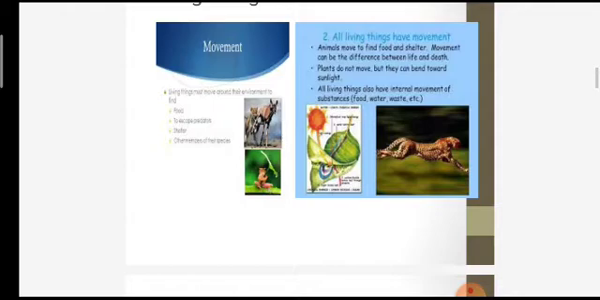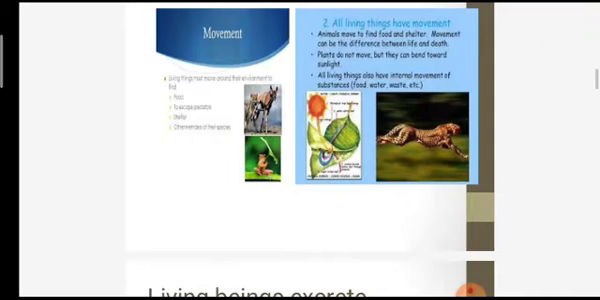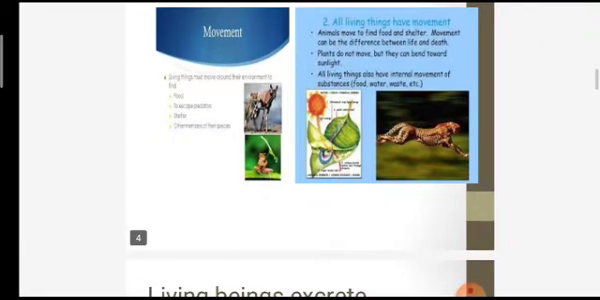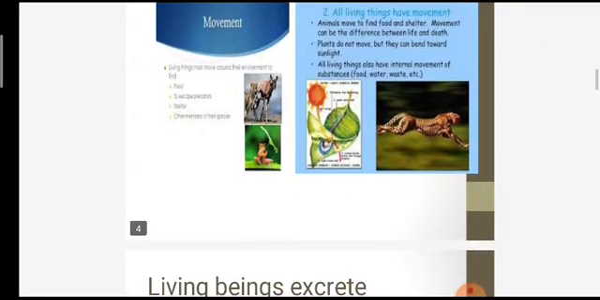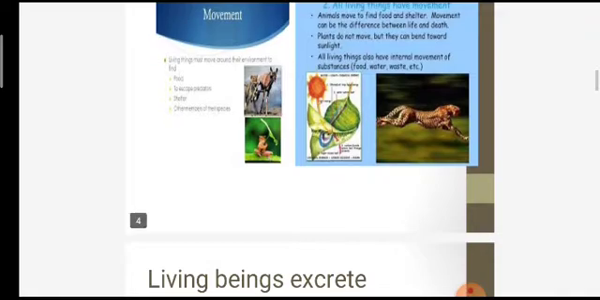This is one movement. Then all living things also have internal movement of substances. In our body, we have some internal movement. If we drink water or eat food, the food goes from your mouth to your throat, and then to the other parts of the body. This is one movement, that is, internal movement. See, in plants, the water goes from the soil to the root, from the root to the stem, to the leaves, and to the flower. This is one particular movement.